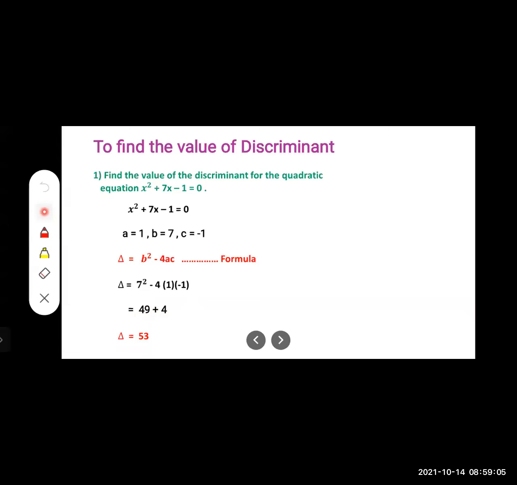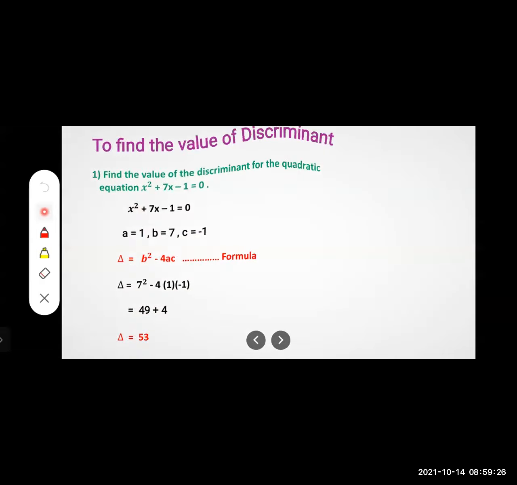Clear, children? So for this equation you will get 1 mark. You have to write down the given quadratic equation and then write the values, then formula, then substitution, then you will get the answer. Is it clear, children? Yes. Next one you will see.